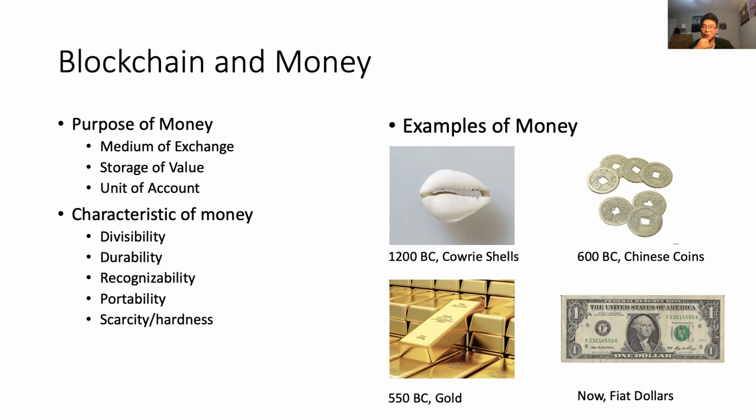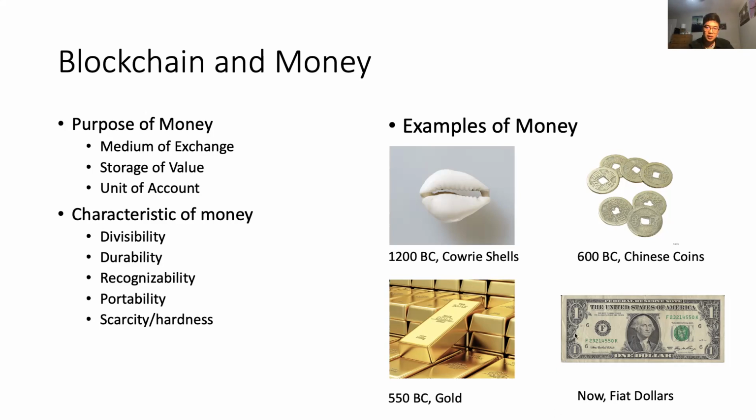I don't know how recognizable it is. Maybe there's something special about it, but to me, I can't really tell. And portability, I guess, is fine. I can grab quite a few of them in my pocket, and it's probably not that hard to reproduce, right? So that's not a very good example of money. Gold, on the other hand, is not that great to be divided, right? You can't really divide it, but it's very durable. It's very recognizable. It's not that portable, but it's quite scarce. So it's very interesting to think about different examples of money and how they fulfill the different characteristics.